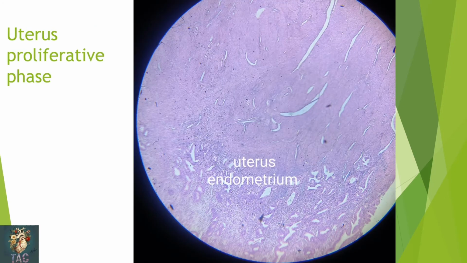So now we move on to the slides of the uterus. This is the first phase in the endometrial cycle, in which you can see this area is basically endometrium and this whole is the myometrium. In this endometrium you can see the epithelium is intact and the straight tubular glands are present. So this is the stratum functionale, and then the stratum basale of the endometrium. This is the proliferative phase of the uterus.